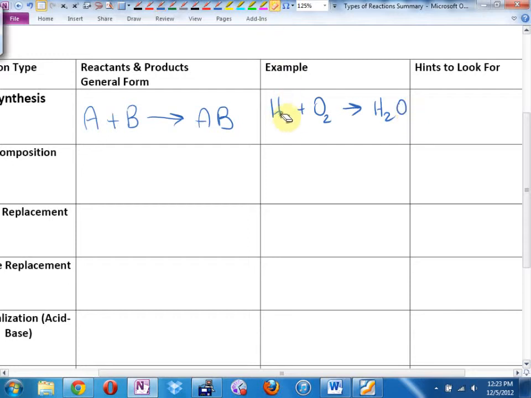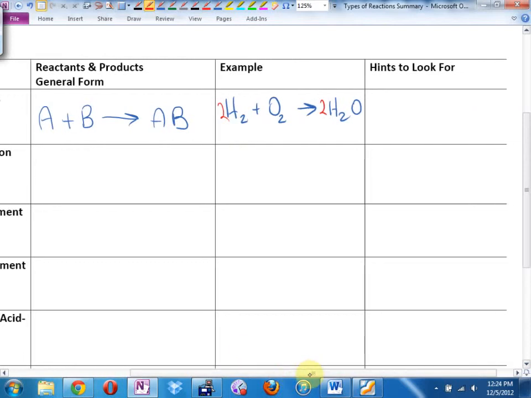How many hydrogens on the left? 2. How many on the right? Woohoo! How many oxygens on the left? How many oxygens on the right? 1. 2. Oh, how many hydrogens now do I have on the right? Now we're balanced.